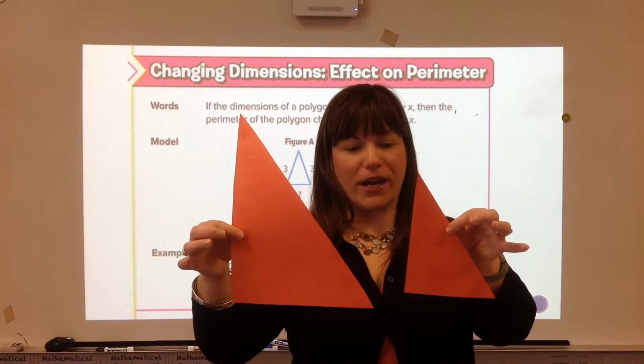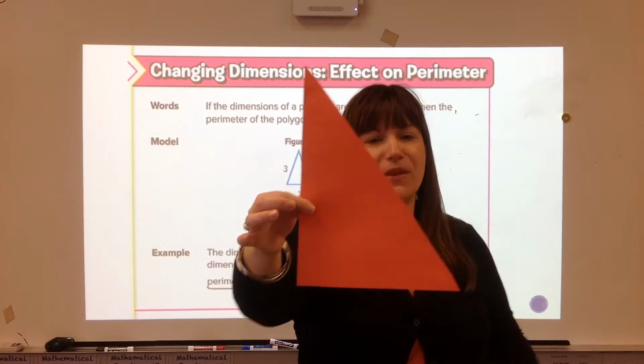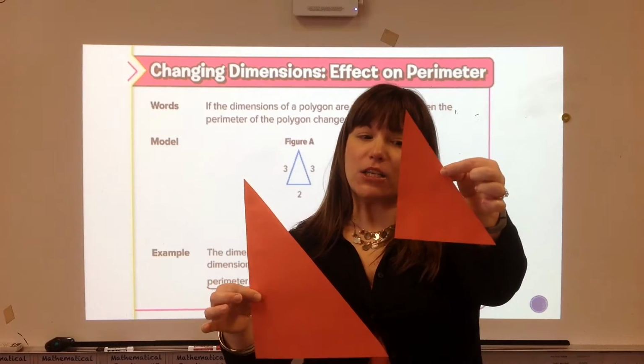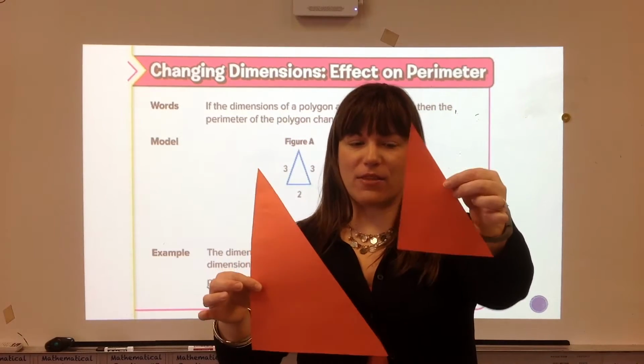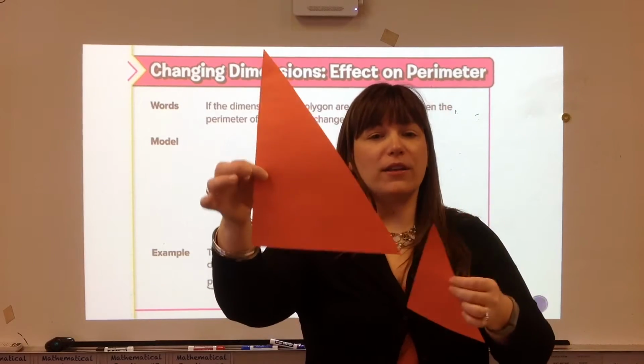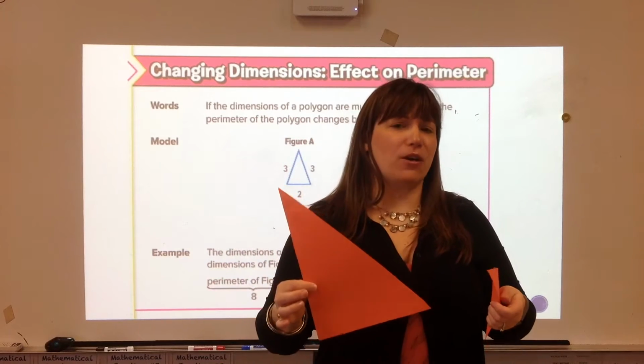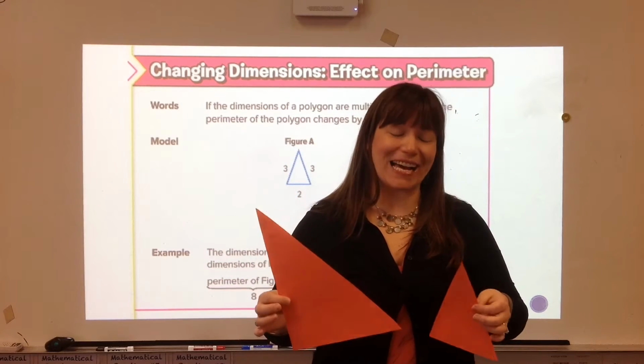So I have a triangle. I started with one that's a little bit bigger, and then I maybe cut each length in half to get this one. And there's a cool relationship that happens when you change dimensions. And you have to understand something called corresponding sides.